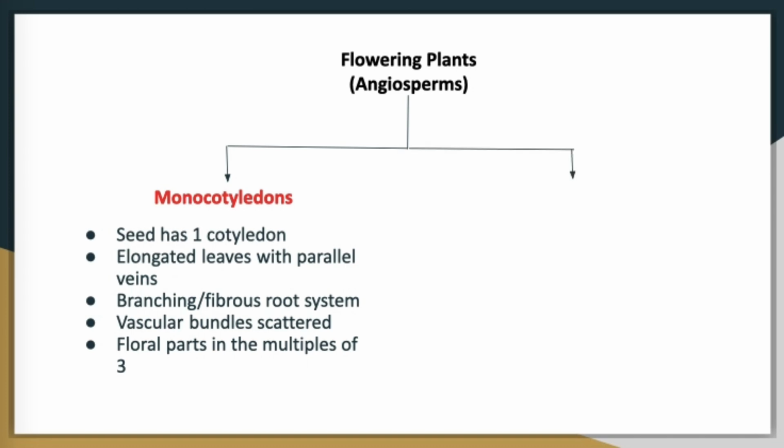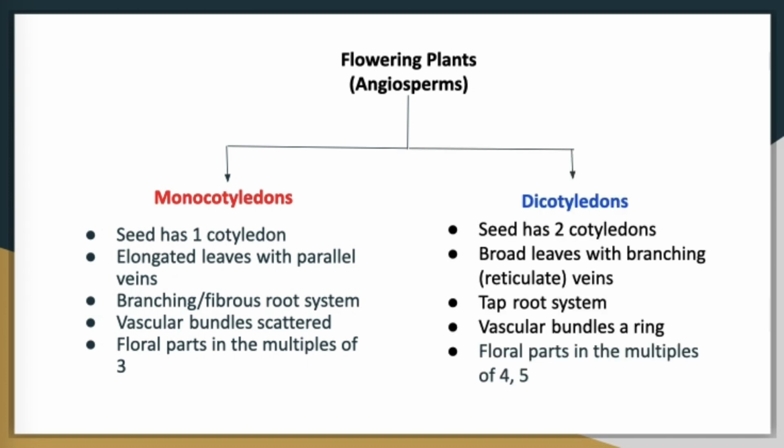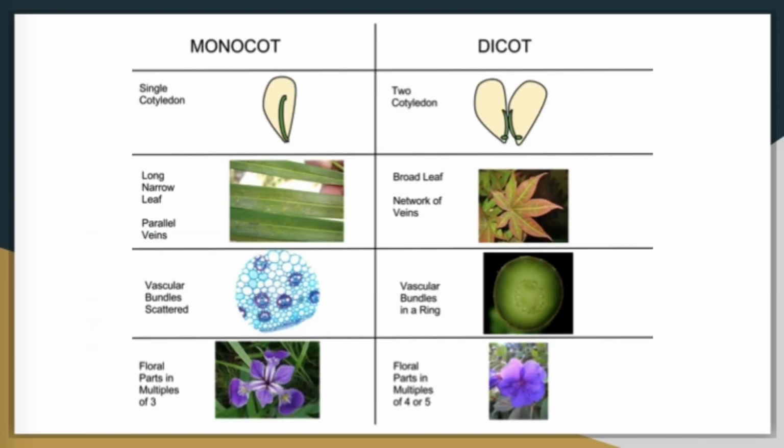And we also have the dicotyledons, which are also shortened as dicots. Dicots are flowering plants whose seeds have 2 cotyledons, broad leaves with branching veins, a taproot system, vascular bundles in a ring, and flower parts in multiples of 4 or 5. This is a cotyledon, so this is 2, di means 2, and mono means 1. This is what a monocot looks like, this is what a dicot seed looks like.